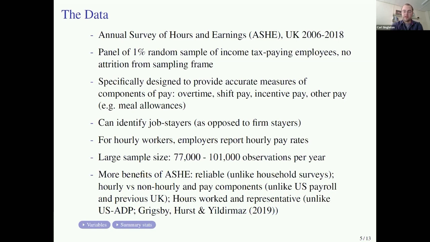It's more reliable than household surveys. We're going to have the hours. We also know who is hourly and non-hourly paid, which is very unusual. I don't think any of the other data sets where this has been studied actually has that information. And then we have more detailed pay components than the typical payroll data that's been recently used in several studies in the US and compared to previous UK studies. And we also have good hours worked, and unlike a paper in the US using administrative payroll data recently by Grigsby et al., it's also representative.